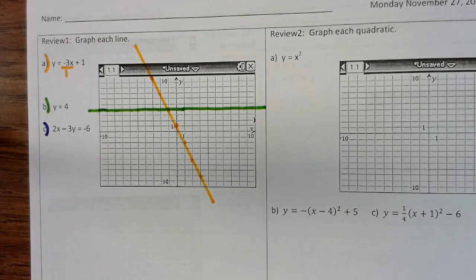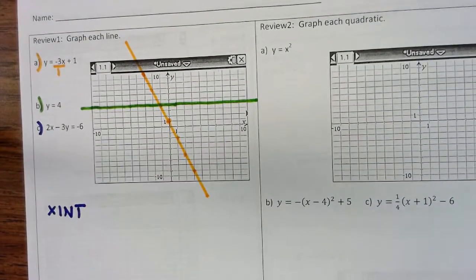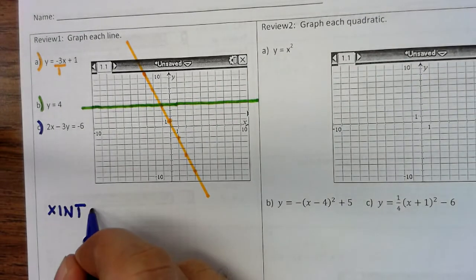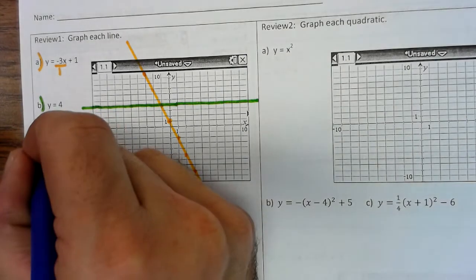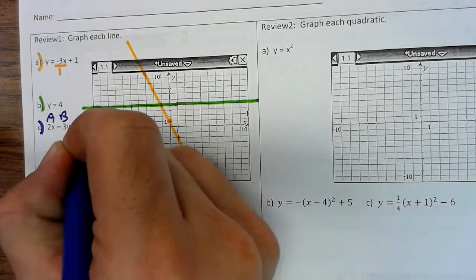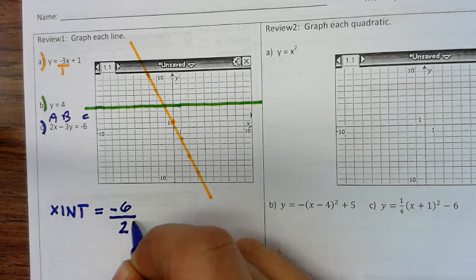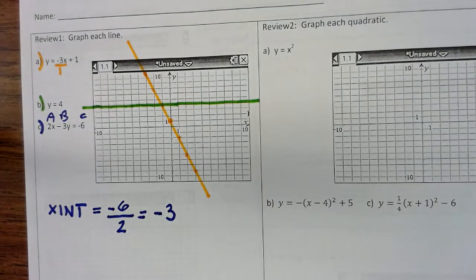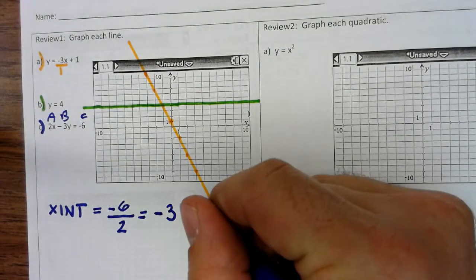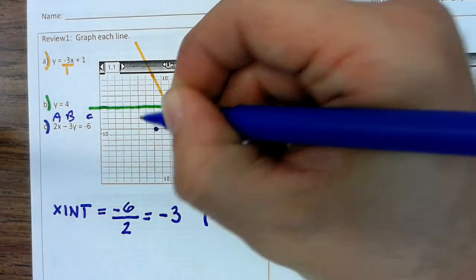Okay, so first off, we're going to find the x-intercept. Okay, so we know the x-intercept is equal to c divided by a, which in this case, this is a, b, c. So c is negative 6 divided by a, which is 2, which is negative 3. So we know our x-intercept is negative 3, comma 0. So 1, 2, 3, negative 3, comma 0.